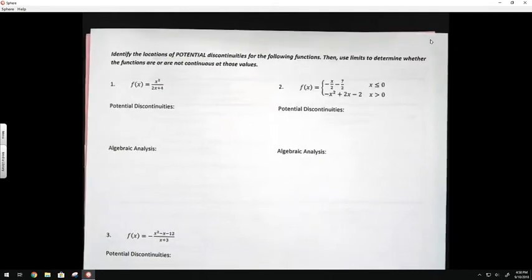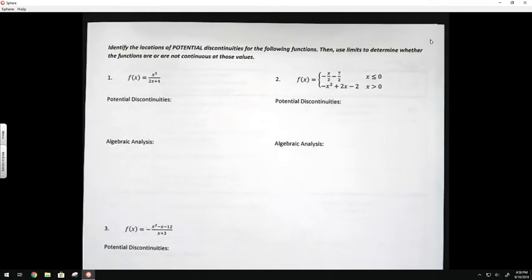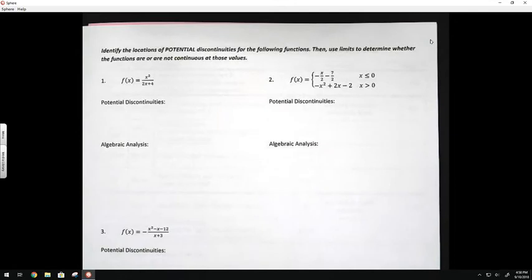Okay, so identify the location of potential discontinuities. So now we have to be able to look at a function and decide, are there going to be discontinuities? And then we have to decide whether there actually are or not. So for this very first one, you can look at it and you can see that this is a rational function. So we know that when we do rational functions, we're looking for either holes, which are removable discontinuities, or asymptotes, which means infinite discontinuities.